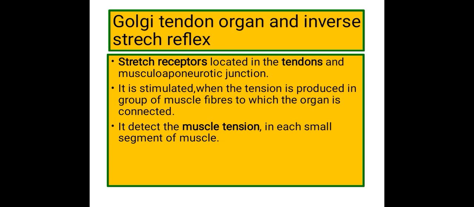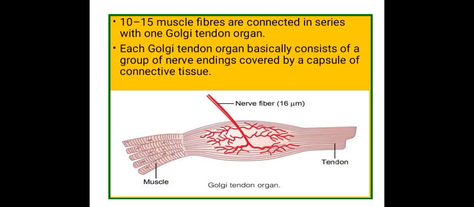Then the Golgi tendon organ and inverse stretch reflex. Stretch receptors are located in the tendons and musculotendinous junction. It is stimulated when tension is produced in the group of muscle fibers to which the organ is connected. It detects the muscle tension in each small segment of muscle. 10 to 15 muscle fibers are connected in series with one Golgi tendon organ.